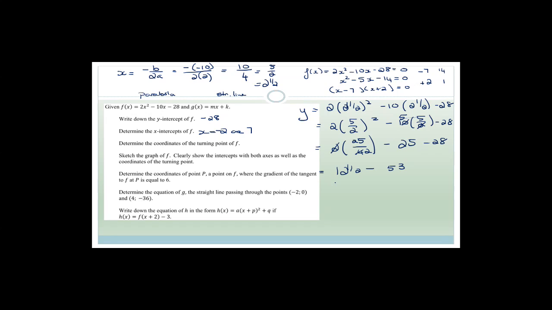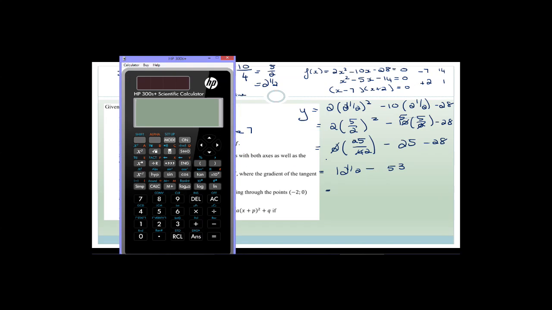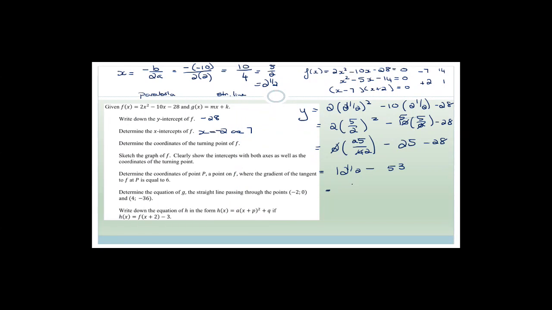So it's 12 and a half minus 53. And just to make sure we know what we're doing, 12.5 minus 53 equals minus 40 and a half. So therefore the turning point of this thing is going to be 2.5, minus 40 and a half.